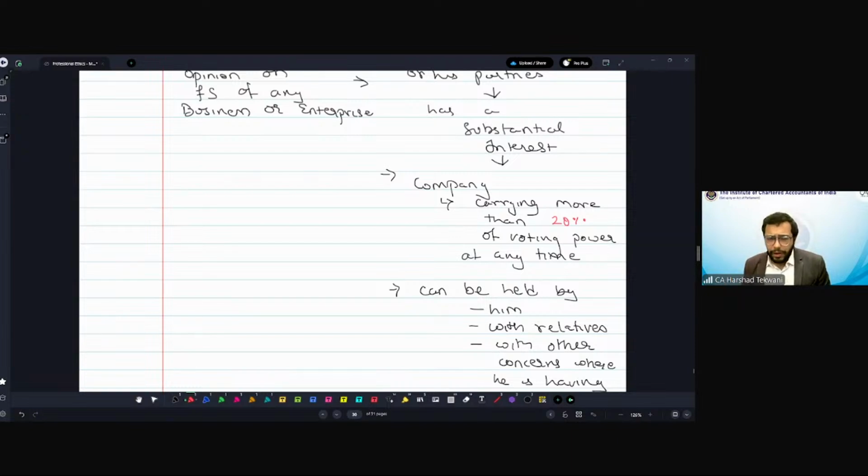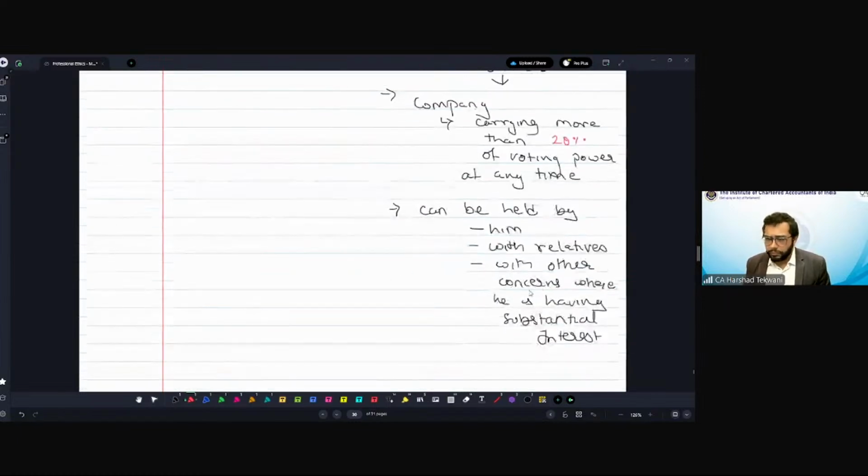Sorry, can you repeat the question again? Like 20%? 20% for substantial interest to be considered. 20% of voting power at any time. And then you've given the list, himself with relatives or with other concerns where he is having a substantial interest. Now, what I am asking is, suppose he is holding 20% together with his other partners of the firm. In that case, should it be considered as substantial interest?